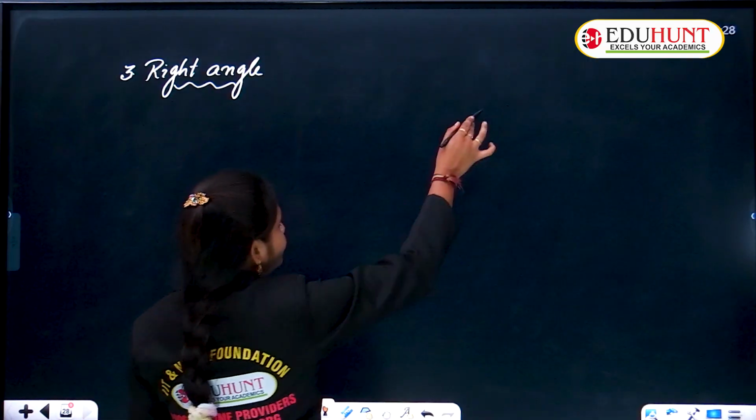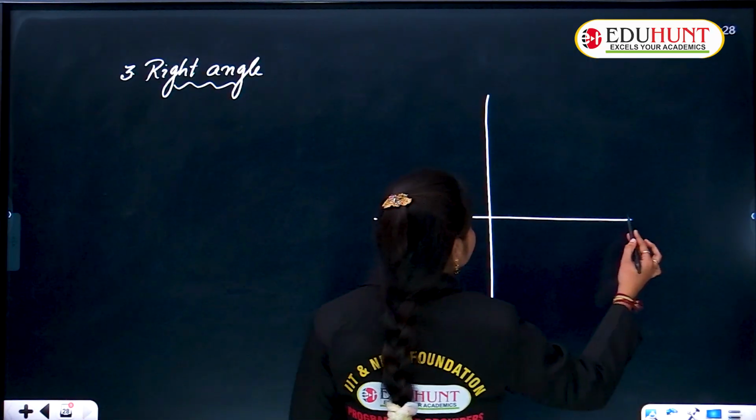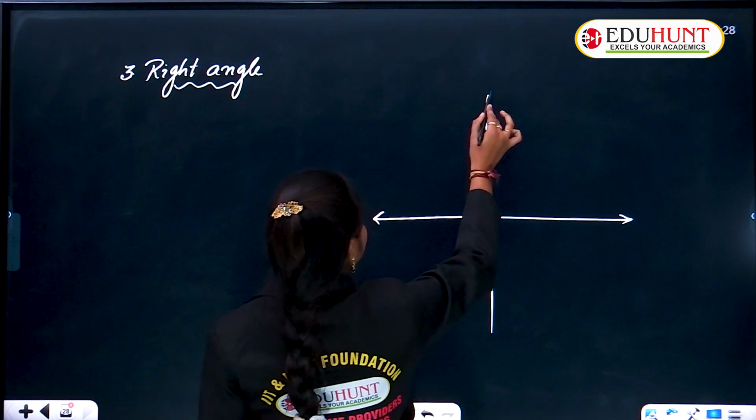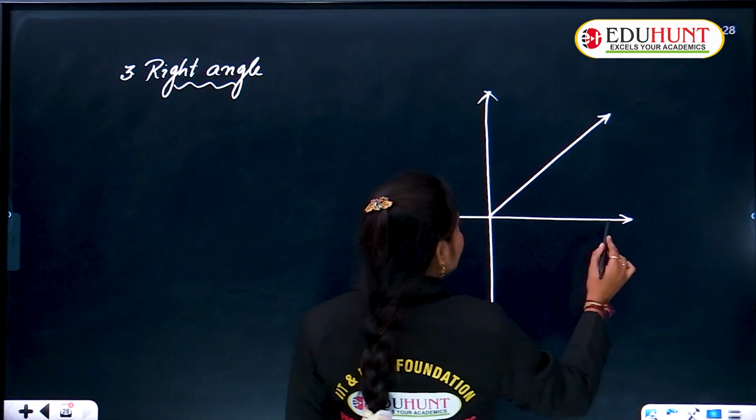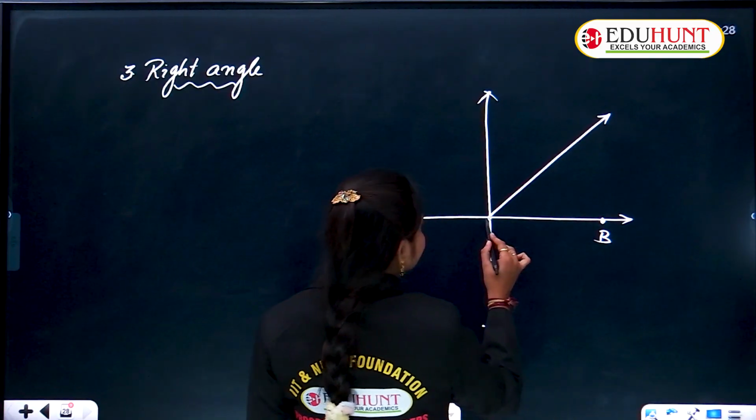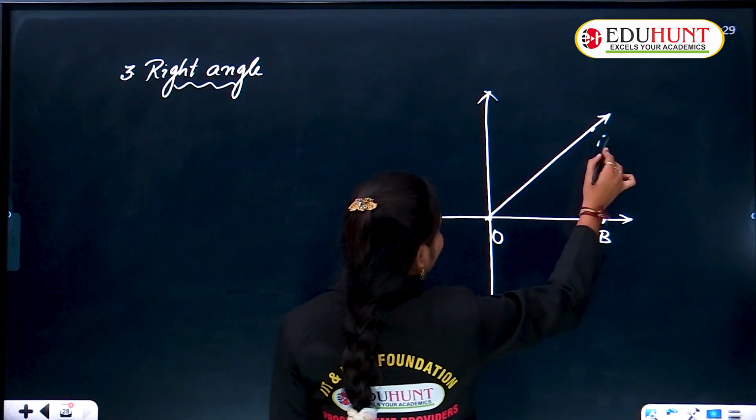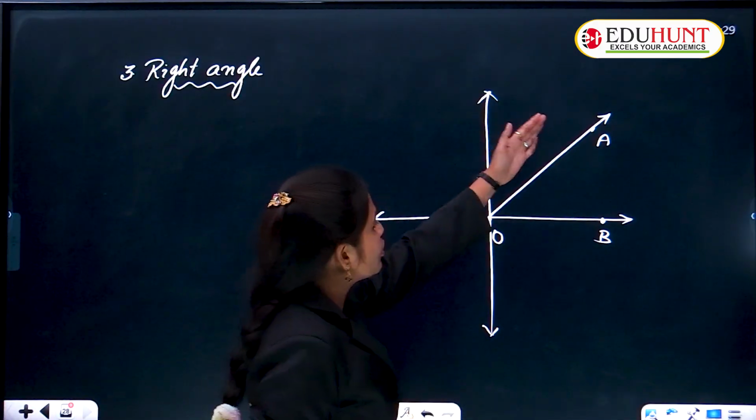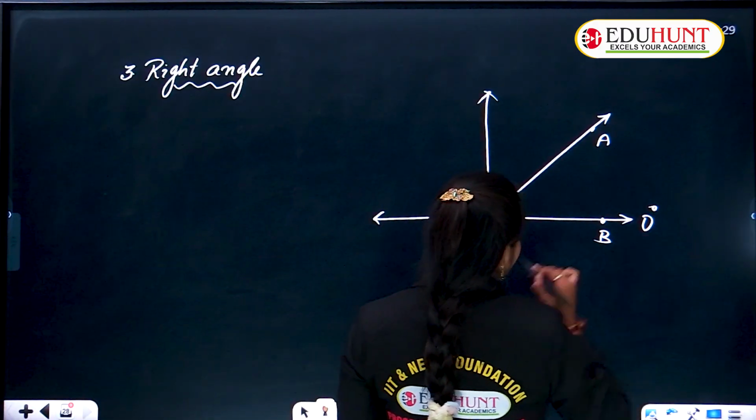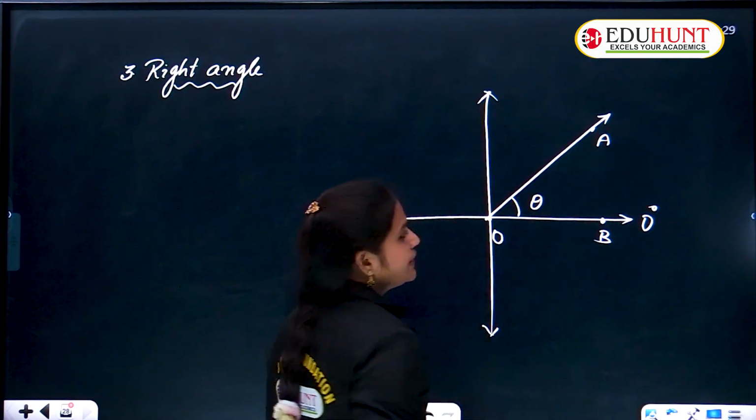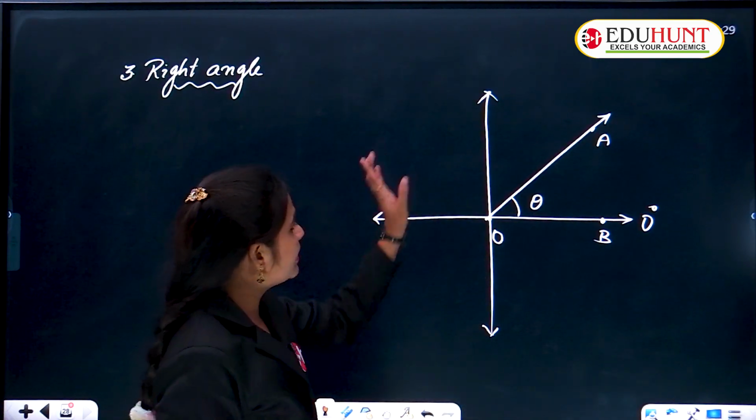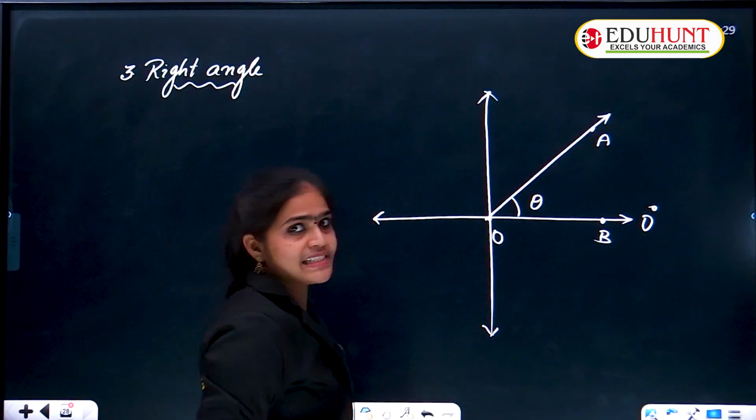So children, see that, take this one as OB. This is OA. It coincides with OB, which means this is 0 degrees and this is an acute angle. Theta lies in between 0 degrees and here, see that, totally 360 degrees.